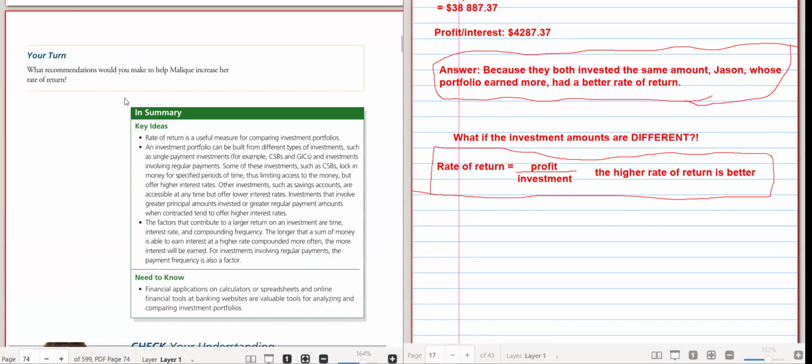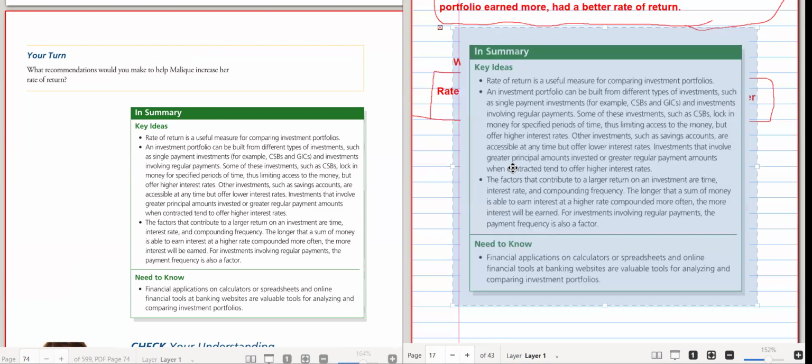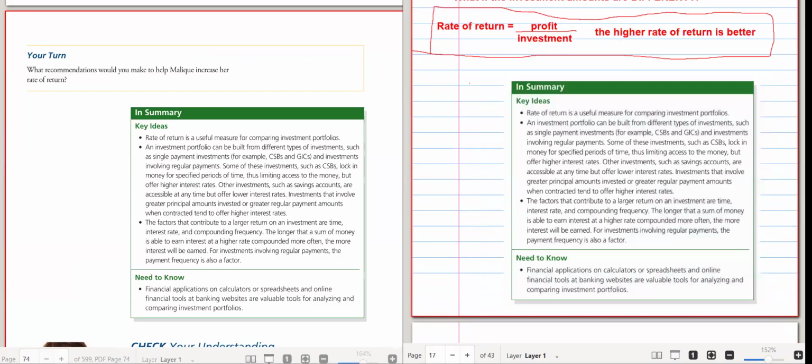So, key ideas here. Pause the video and write those in. Three, two, one. All right, so key ideas here. Rate of return is a useful measure for comparing investment portfolios. You can build your investments from a bunch of different types of options. We don't really care about the options right now. Right now, we're just doing the mathematical component of it. Investments that involve greater principal amounts invested or greater regular payment amounts when contracted tend to offer higher interest rates. It's not a rule, but it's a common trend.